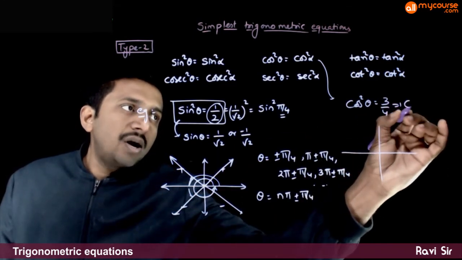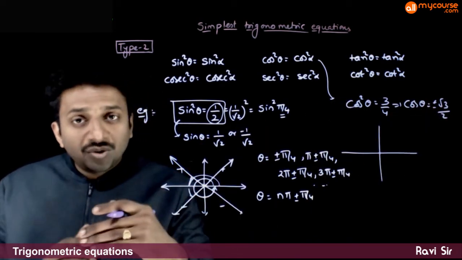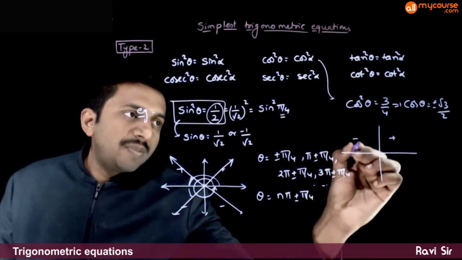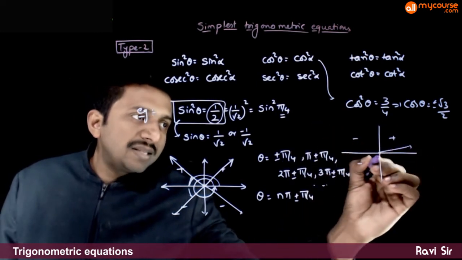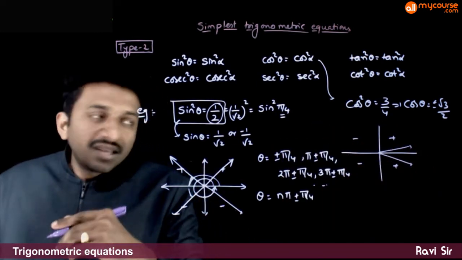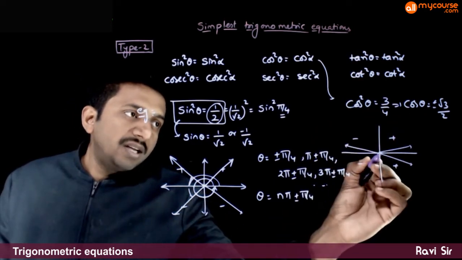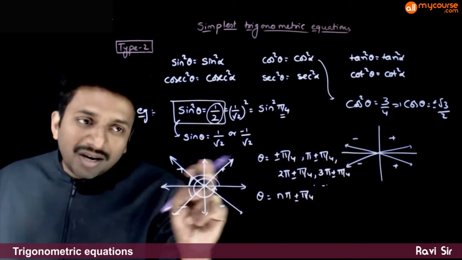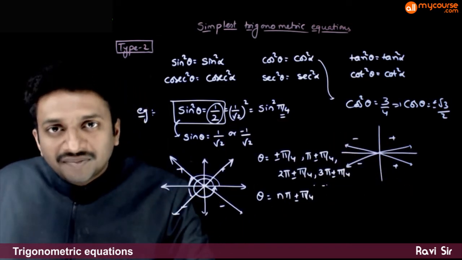So this implies cos theta can be equal to plus or minus root 3 by 2. You can have plus root 3 by 2 or minus root 3 by 2. So the quadrant diagram is plus plus minus minus. Corresponding to plus root 3 by 2, you have plus 30 degrees and minus 30 degrees. And corresponding to minus root 3 by 2, you have the allied positions in the next two quadrants. So effectively that quadrant diagram looks exactly same as the quadrant diagram for sine theta.